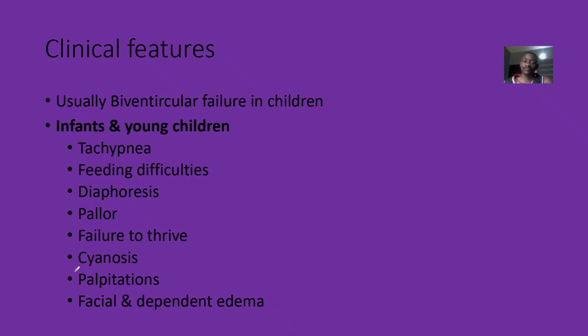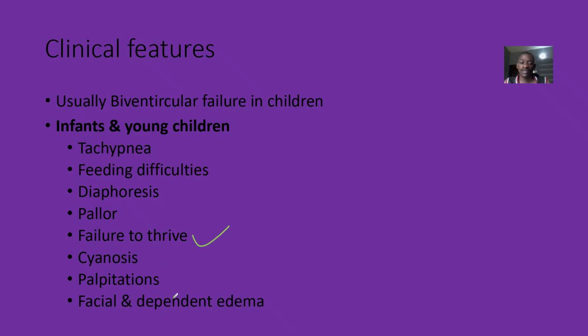So in infants and young children, they're having tachypnea, that's difficulties in breathing, feeding difficulties, diaphoresis, they are sweating most of the times when they eat. Okay, pallor, the skin is becoming kind of whitish. Okay, failure to thrive, they are not growing that much again. Cyanosis, oxygen delivery to tissues of the body is not sufficient again, so their skin is becoming bluish. Okay, palpitations, the heart is working faster than normal.